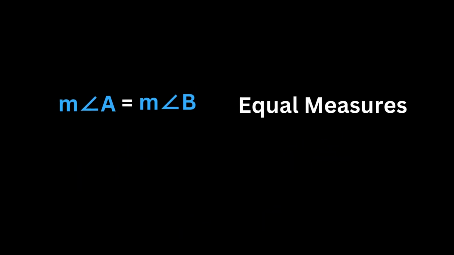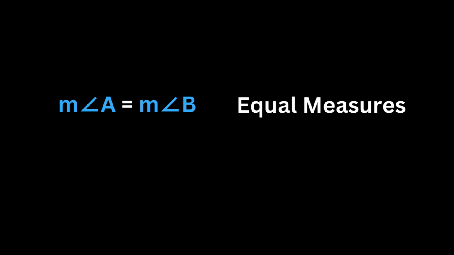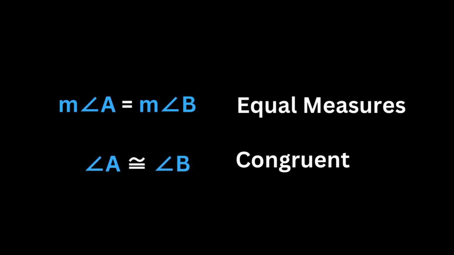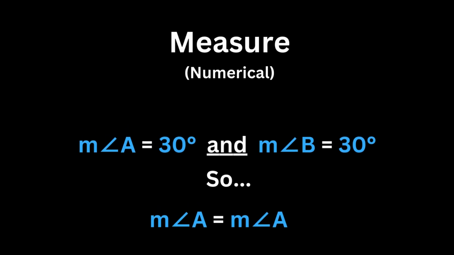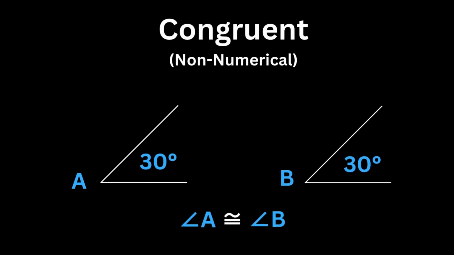If we know that two angles have the same measure, then we say that they are congruent. Congruency generally refers to non-numerical things, such as angles, segments, and shapes. Remember, the measure of an angle refers to its value, numerical. Congruency refers to the actual angles, non-numerical. Now we're ready to talk about linear pairs.